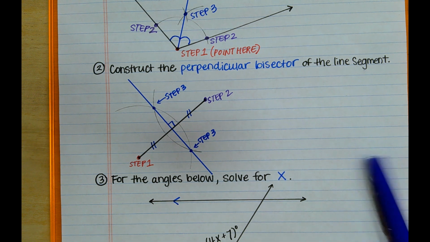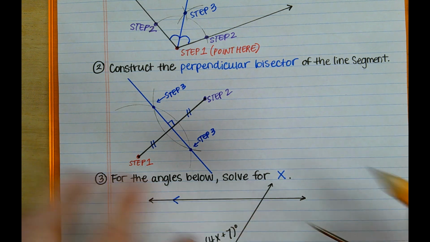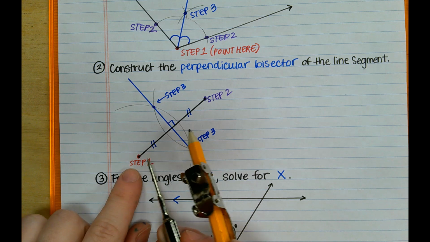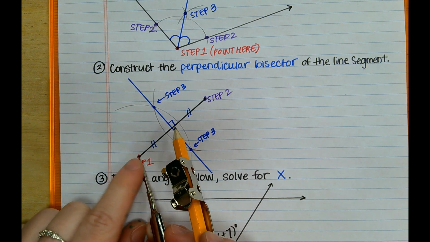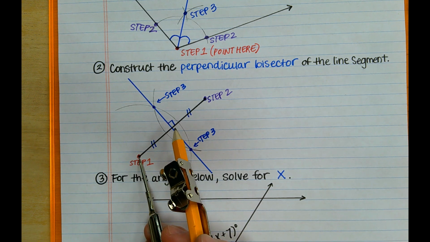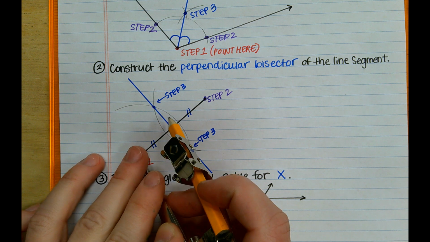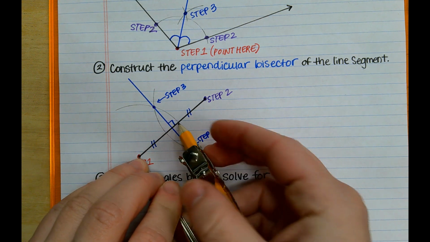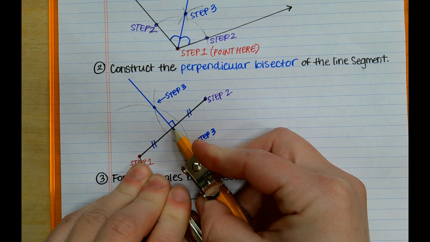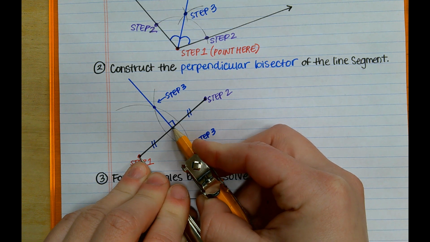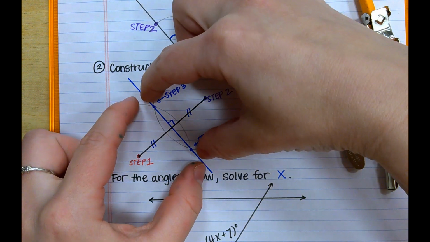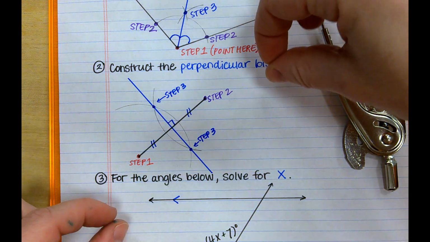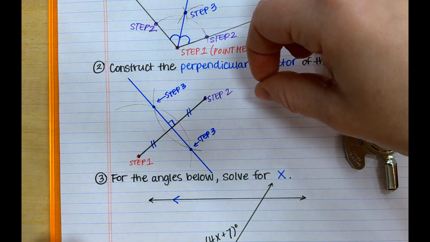Oh, okay. So tell me, how are you positioning your compass? Do you start with an endpoint? Okay. And then how far open are you making it? Trying to eye it halfway. Right at half? Okay. So are you just not getting your arcs to touch each other? Are they a little bit further apart? They're a little bit further apart.